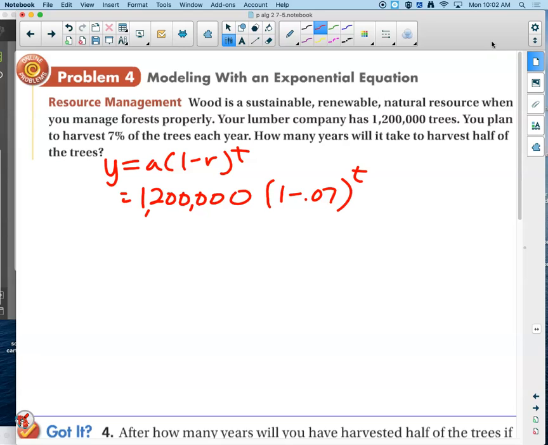And we want to know how many years it's going to take to harvest half of the trees. So the first thing I think of is, well, they didn't give me what half the trees is. They don't need to give us what half the trees is. If we have 1,200,000, we can find half of that, and that would be 600,000 trees. Like so. Now, things to simplify. Pretty obviously, we should be able to do $1 minus 7 cents in our head, right? So 93 cents.